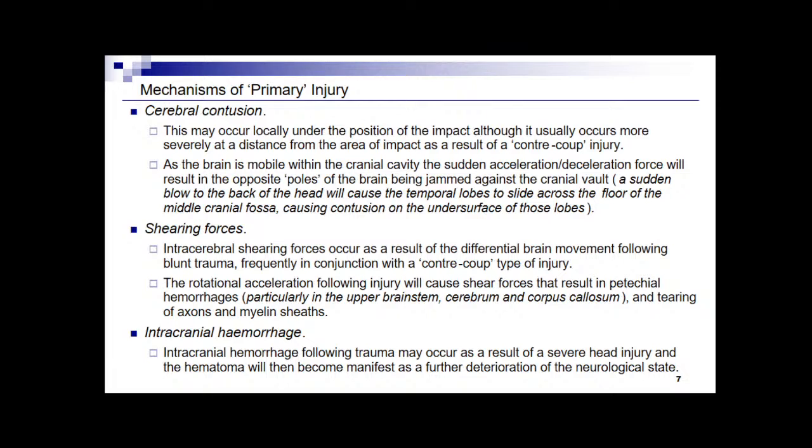And the last mechanism of primary damage is intracranial hemorrhage. Intracranial hemorrhage following trauma may occur as a result of severe head injury, and the hematoma will then become manifest as a further deterioration of the neurological state. Bleeding takes time for clinical manifestation, and we can diagnose intracranial bleeding since the lucid interval from the moment of the trauma.